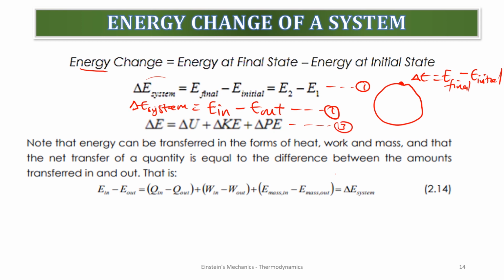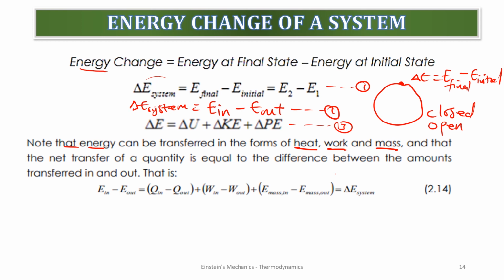So let's further break down this equation. Note that energy can be transferred in the form of heat, work, and mass. Mass is now added because now we are considering both closed and open systems. Bear in mind, if the system is open, then energy can go in or out of the system as heat, work, and mass. But if it is closed, we only consider heat and work, because mass is not coming out of a closed system. Are we good?